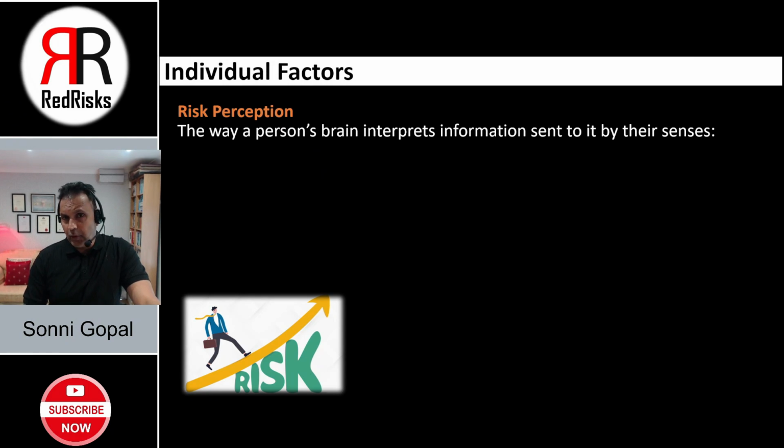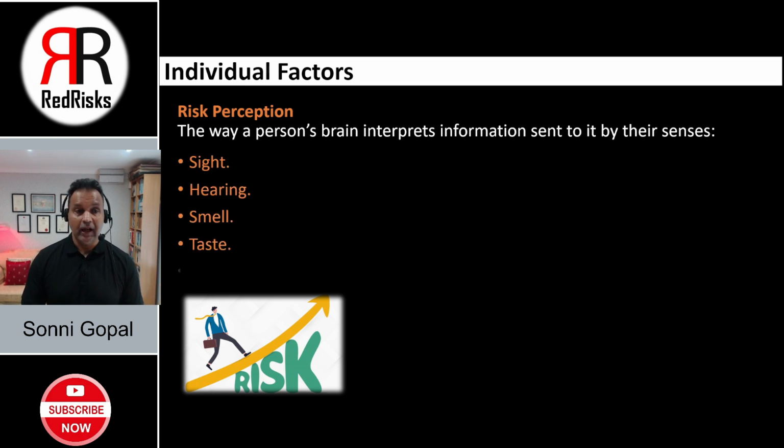Okay, perception of risk. We all have a different level of risk perception. Some of us are base jumpers, skydivers, etc. And we talk about that as a risk appetite, if you like. So risk perception is the way a person's brain interprets information sent to it by their senses. So that includes things like sight, hearing, smell, taste, and touch. So all of these will influence the way we see a particular risk. If you, for example, see a hot fire or something that's hot, you feel the sensitivity as you get towards it, and you'll always be aware of the risk that poses.